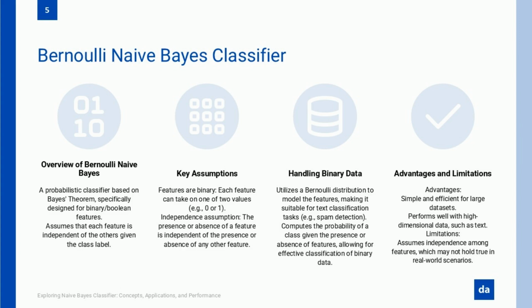Does the word free exist in this email? Yes or no. Does it have an attachment? Yes or no. This classifier works wonders when binary presence or absence is more meaningful than frequency.